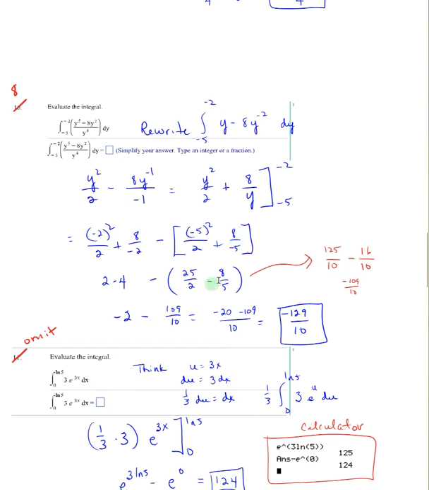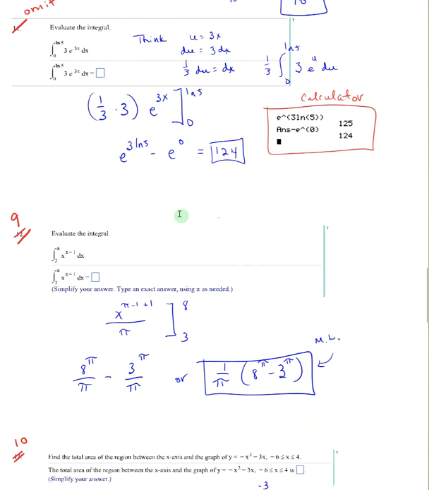And if we change this to common denominators of 10, we have 125 over 10 minus 16 over 10. And so you would end up with minus 109 over 10. So that's what this piece will become. So we have -2 minus 109 over 10. This becomes -20 over 10. So we have -20 minus 109 over 10. Final answer, -129 over 10.